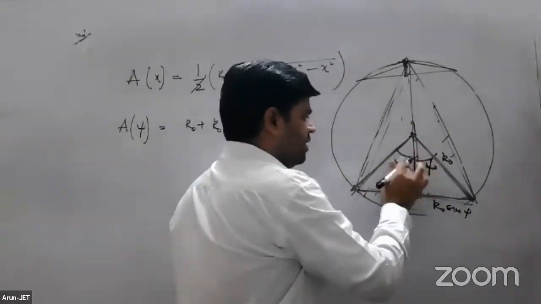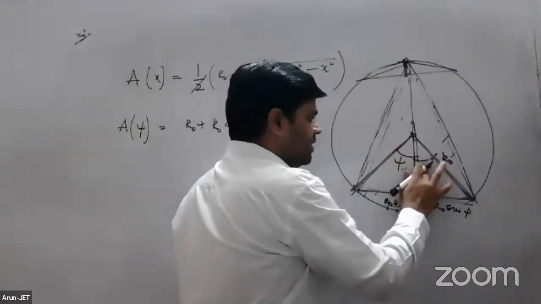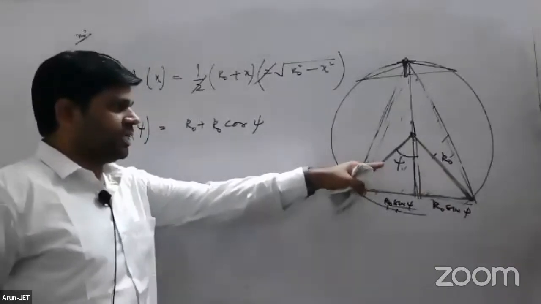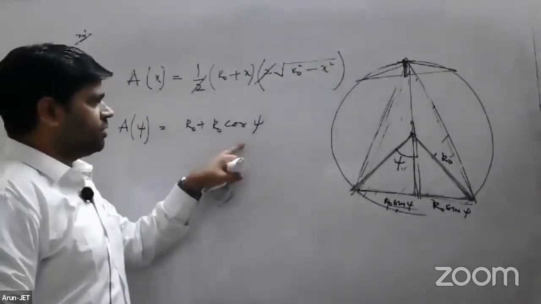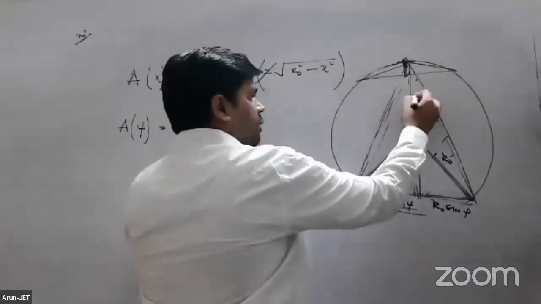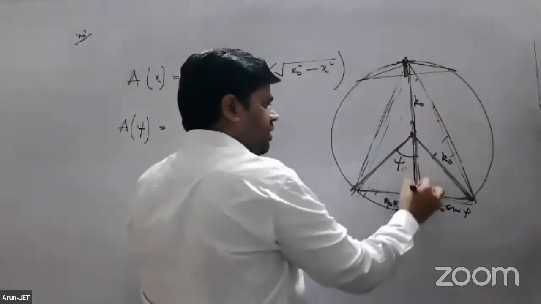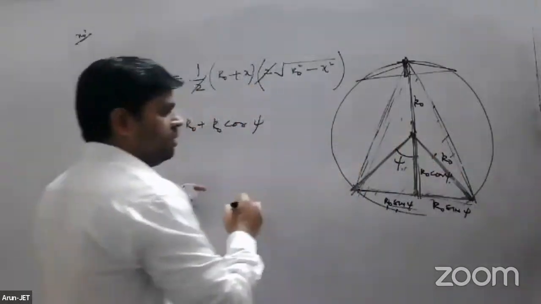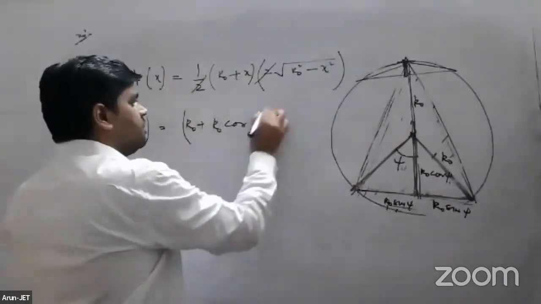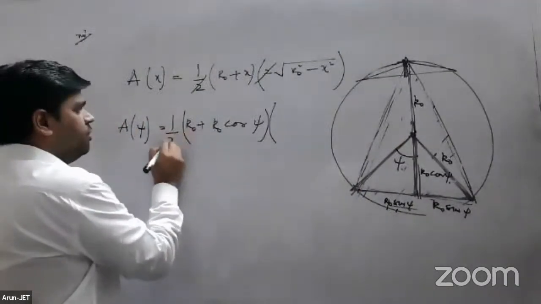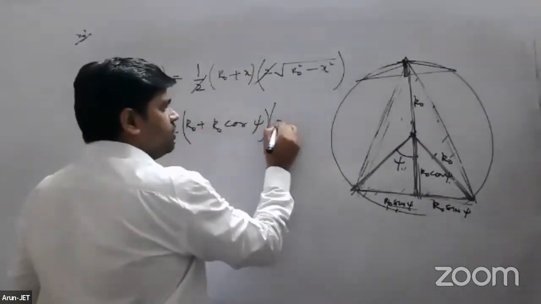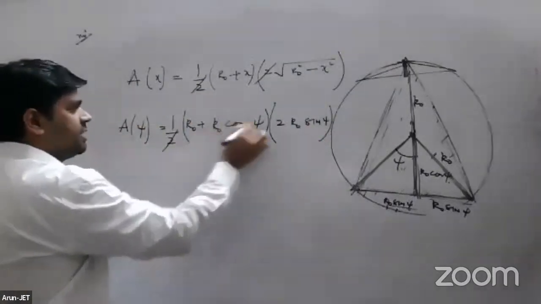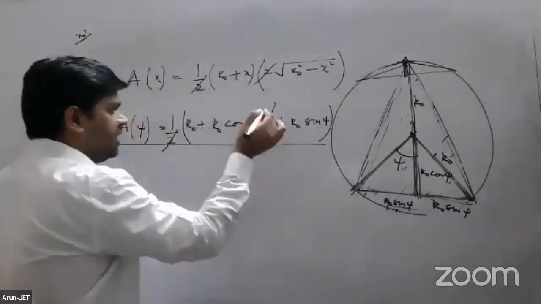It doesn't make a difference. Yeah, it's correct. Even if you take this side, it doesn't make a difference. You'll get the right answer. This is psi, so you'll get R0 plus R0 cos psi times half into height into base, 2 R0 sin psi. The 2 gets cancelled out. I'll get this as a function of psi.